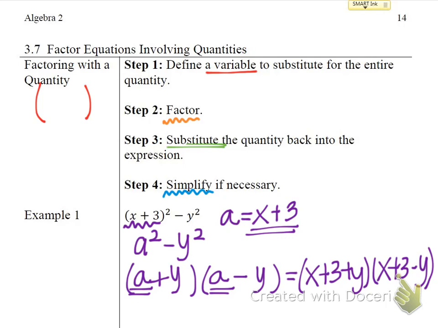Can I combine like terms or GCF, anything? No. So you are done. If you can combine like terms, make sure that you do. You want to be simplified all of the way. In this particular problem, there is no simplifying after, so you're done.